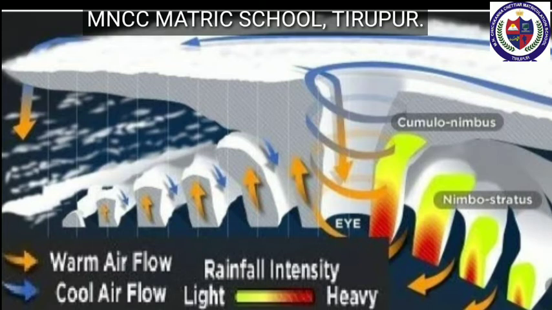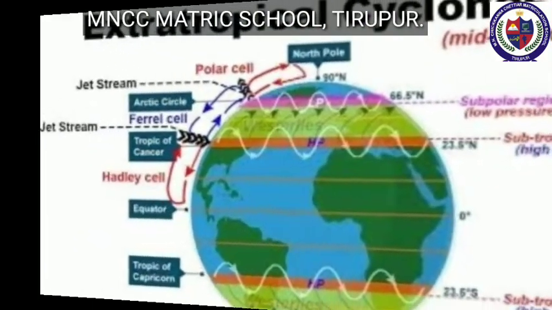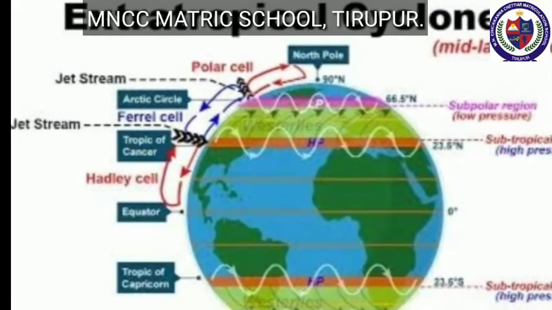Next topic, extratropical cyclones. Extratropical cyclones occur in the latitudes between 30 degree and 60 degree in both the hemispheres. They are also called mid-latitude cyclones.